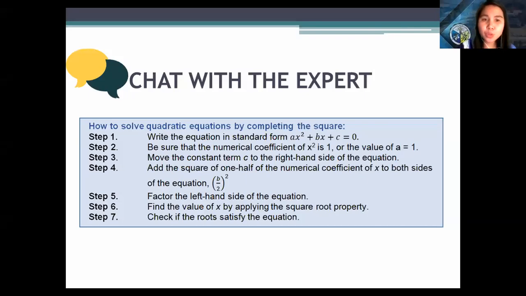Now, how to solve quadratic equations by completing the square.